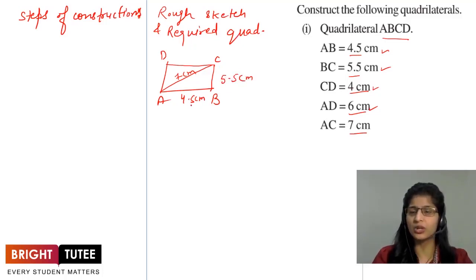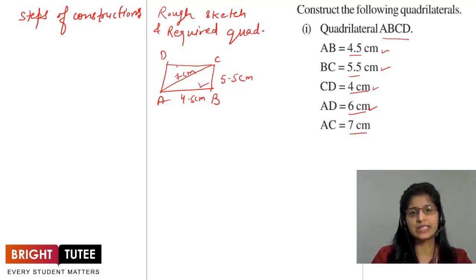The sum of two sides should always be greater than the third side. So 7 and 4.5 is 11.5. It is greater than 5.5. 4.5 and 5.5 is 10. Yes, greater than 7. 7 and 5.5 is 12.5, which is greater than 4.5. So yes, it is possible to draw.